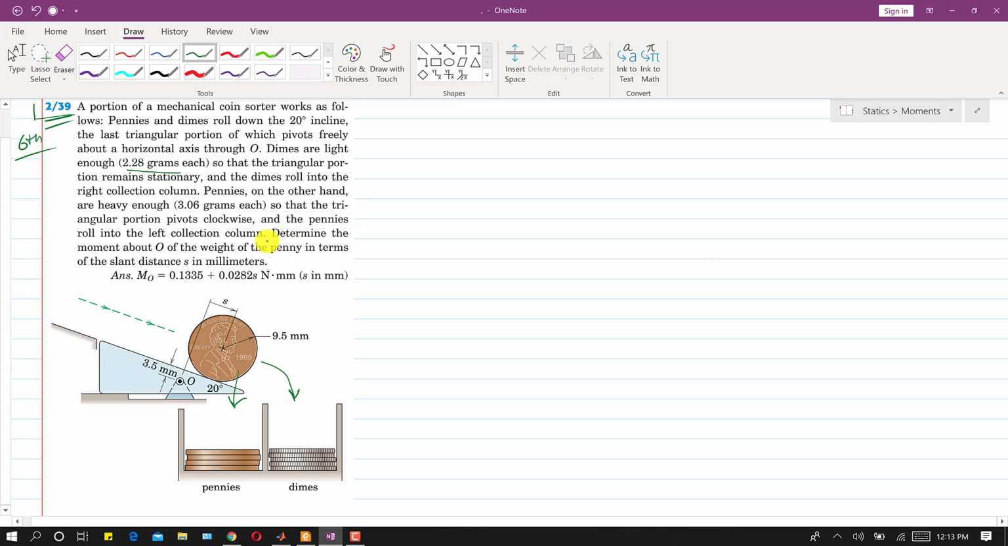It is said to determine the moment about O of the weight of the penny in terms of the slant distance. This slant distance is given, so we need to find the moment of the weight of the pennies about this point O. So let me draw some reference lines.